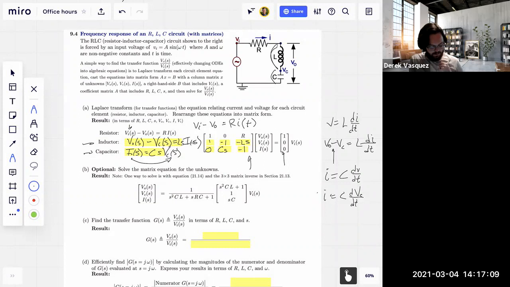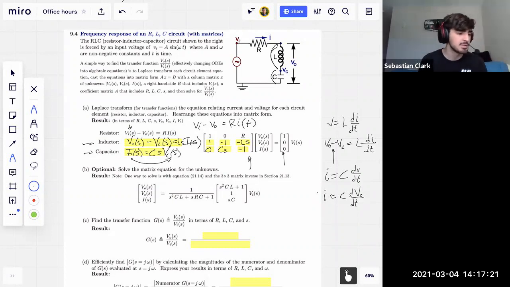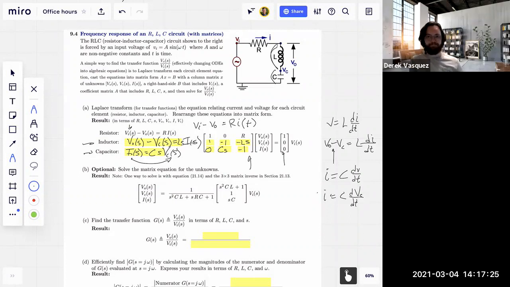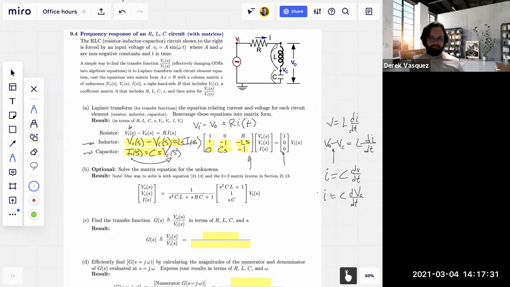Okay. Any questions about that? So we moved the I over because we needed to make the whole equation equal to 0. That's right, because of the column next to VI of s. Okay. That's right.